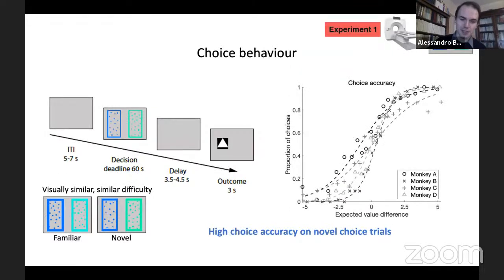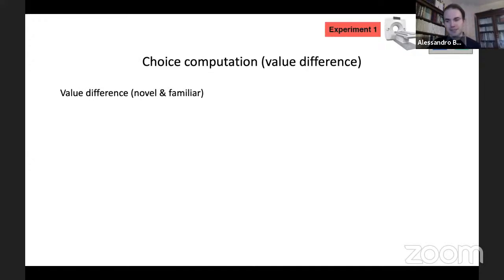So to answer the first question, the monkeys can actually make these binary choices. Here on the right, you can see the decision pattern of 4 different monkeys. You can see that when the value of the two options is close to each other, they are indifferent. But when one option is much better than the other, they choose the best option. This is the case for novel choices like here that are visually similar to a familiar choice, but this specific combination has never been performed in the training phase. Now, what happens at the neural level?